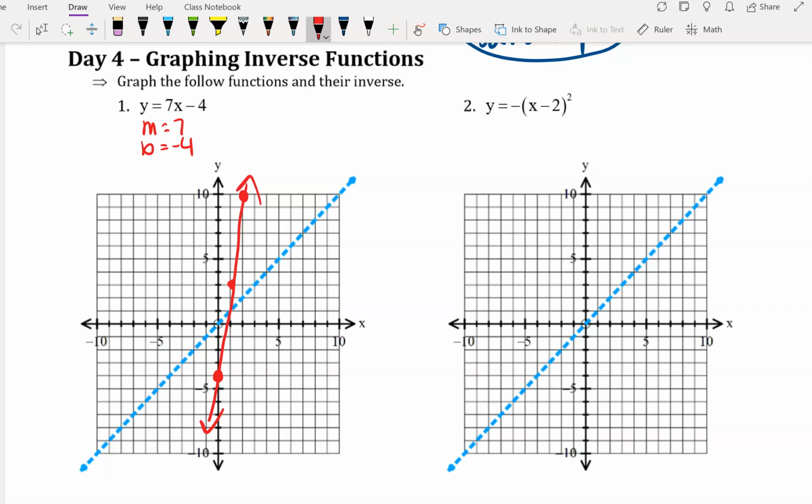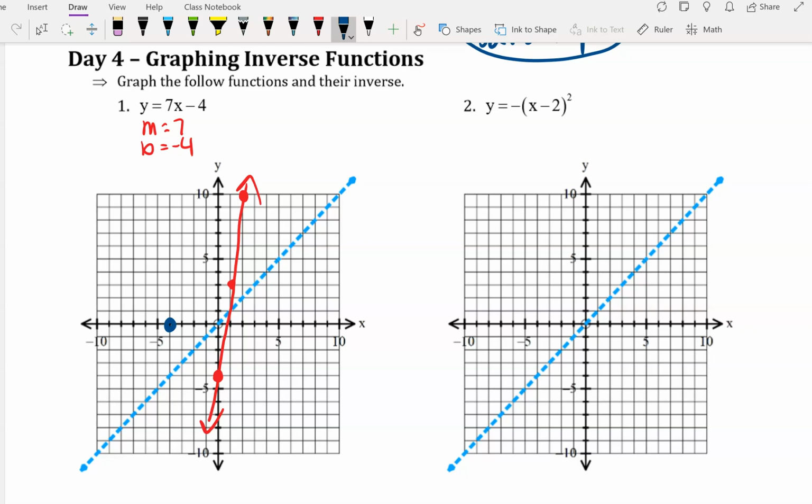Remember in the day 3 video I said to find the inverses, you switch x and y. That's how you do it on the graph as well. So I look at, for example, this point here. That was the point 0, -4. Well, I switch that. Instead of being 0, -4, it's going to become -4, 0.